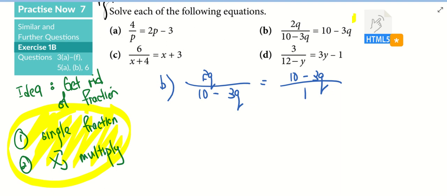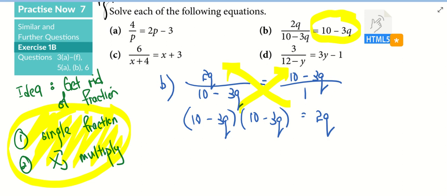Notice for part B, I wrote the right-hand side over 1 to make sure it's a fraction. Then I can adopt the second step, which is cross multiply. Alright? Cross multiply. So I'm going to do the cross multiplication now. Numerator comes out and meets the denominator, denominator comes out and meets the numerator. Cross multiply already. Very good.